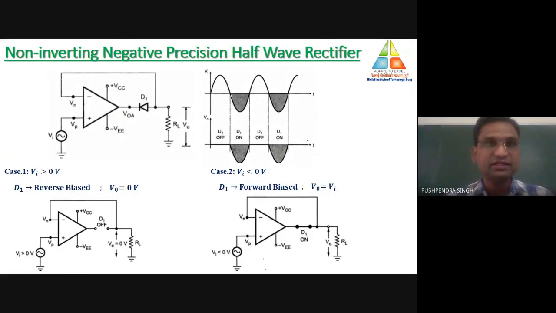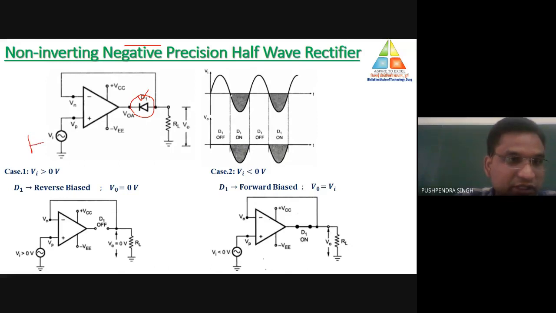Now the second is the non-inverting negative precision rectifier. As its name indicates, only for the negative half cycle of the input signal waveform will we get the output. What is the basic change in the circuit? We have only reversed the direction of the diode. In all kinds of rectifier circuits, by changing the direction of the diode, we can generate either positive or negative half wave or full wave. So the main thing is the connection of the diode. So we have changed the direction of the diode.